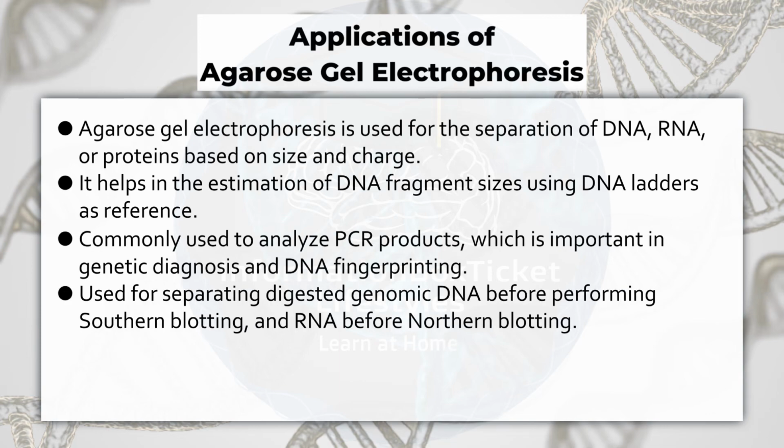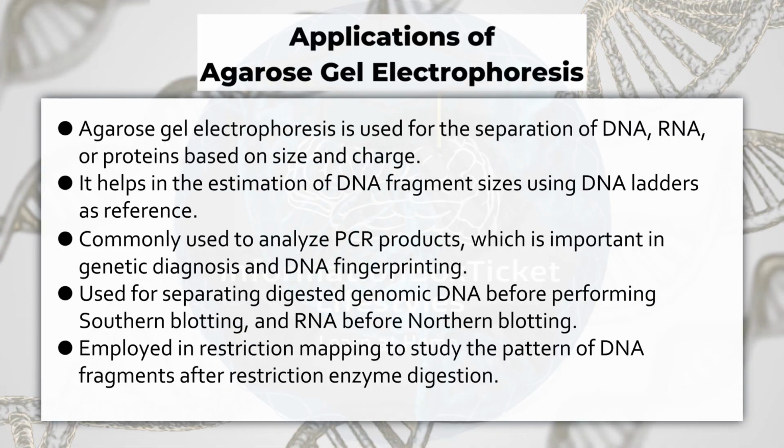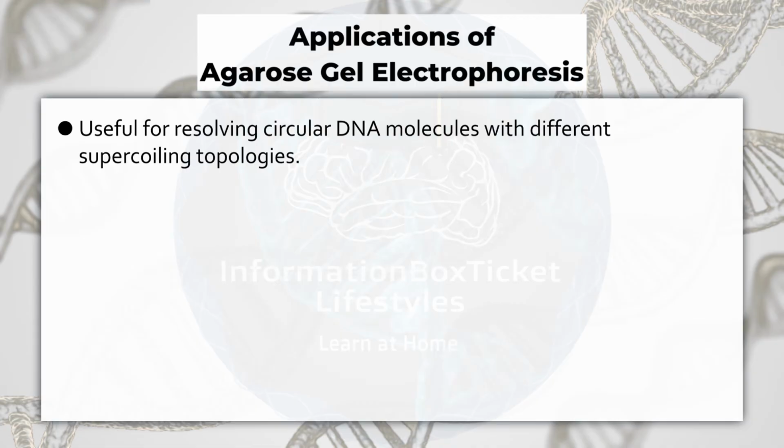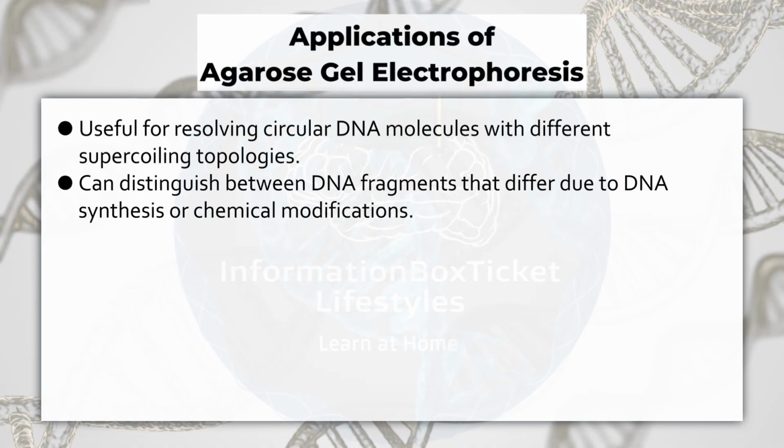Used for separating digested genomic DNA before performing Southern blotting, and RNA before Northern blotting. Employed in restriction mapping to study the pattern of DNA fragments after restriction enzyme digestion. Useful for resolving circular DNA molecules with different supercoiling topologies. Can distinguish between DNA fragments that differ due to DNA synthesis or chemical modifications.